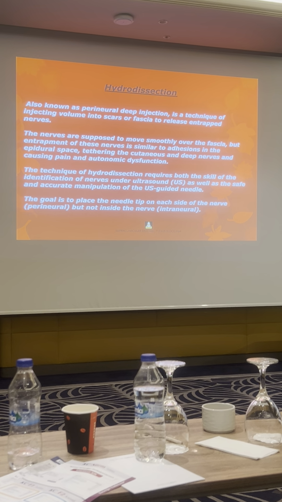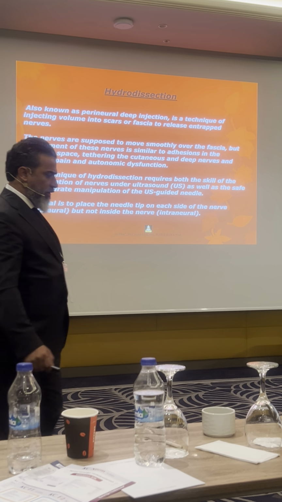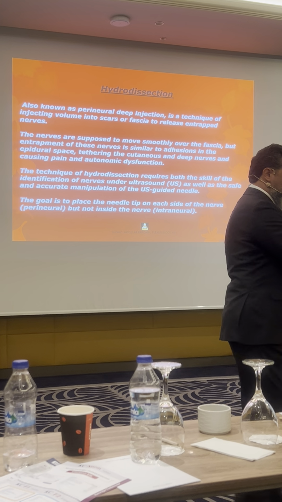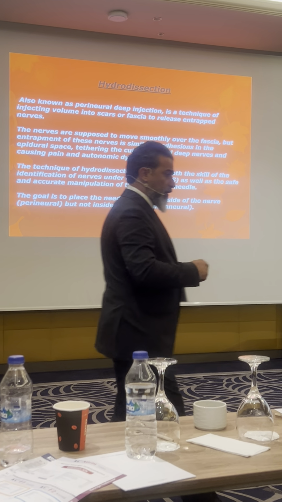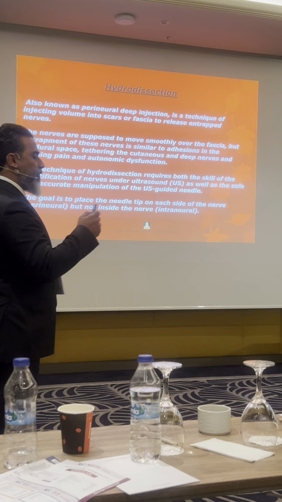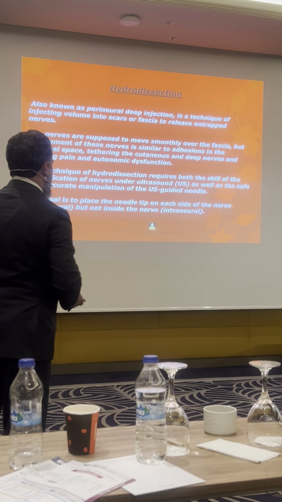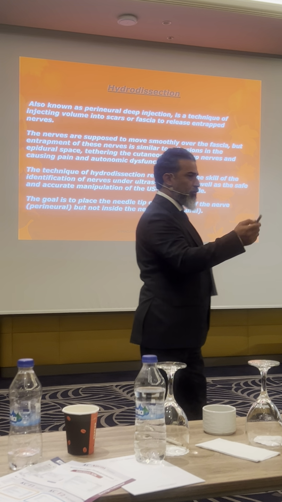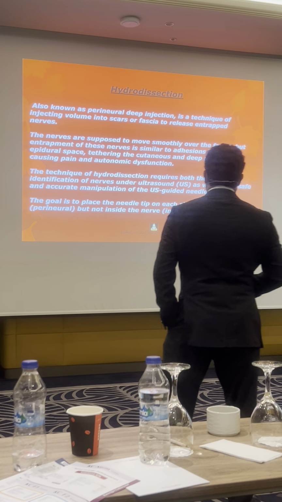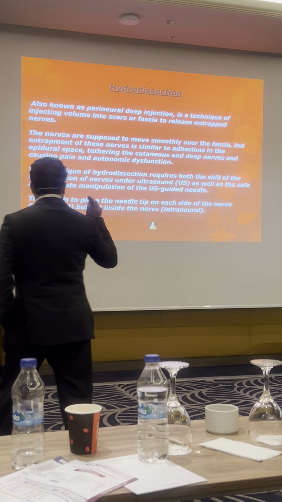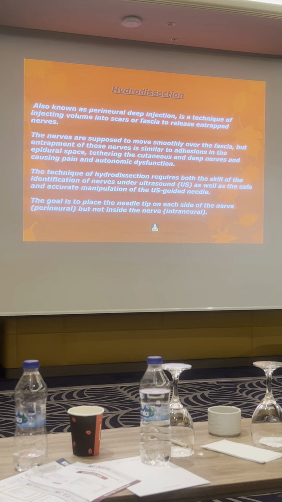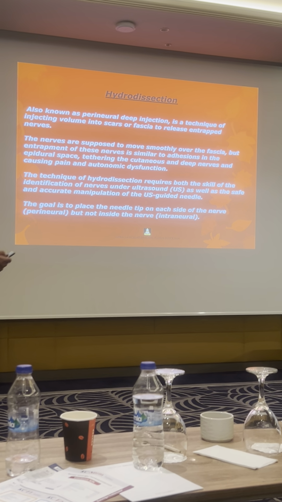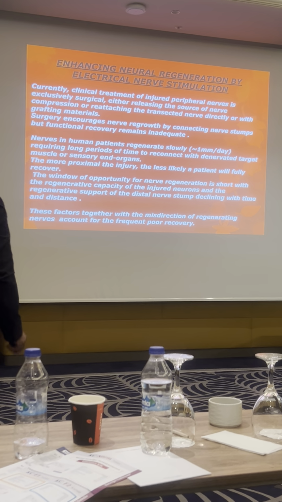So what is hydrodissection? As you see in the video, hydrodissection is injecting fluid in the perineural area, not intraneural. Perineural, to separate the nerve from the scarring tissue or adhesions, to release the nerve first and also allow the blood supply to come back to the nerve. What we need here is ultrasound, of course, because you cannot do that blindly. So this requires the skills of ultrasound and sono-anatomy. Sono-anatomy is very important here.